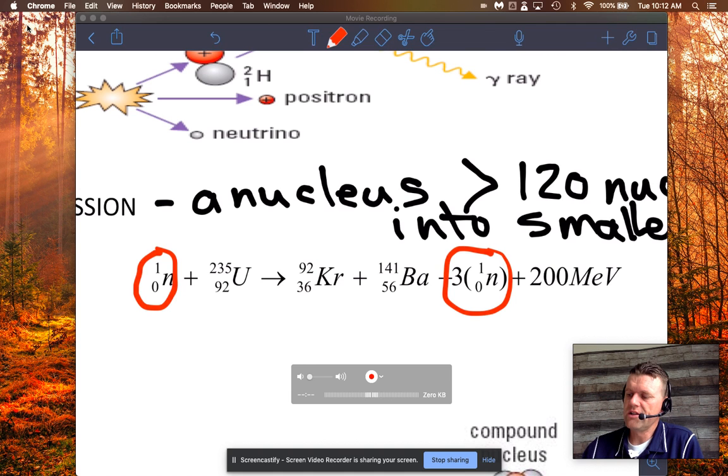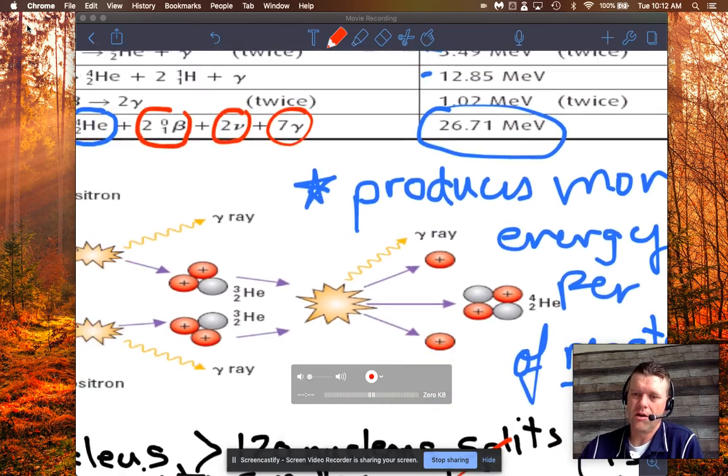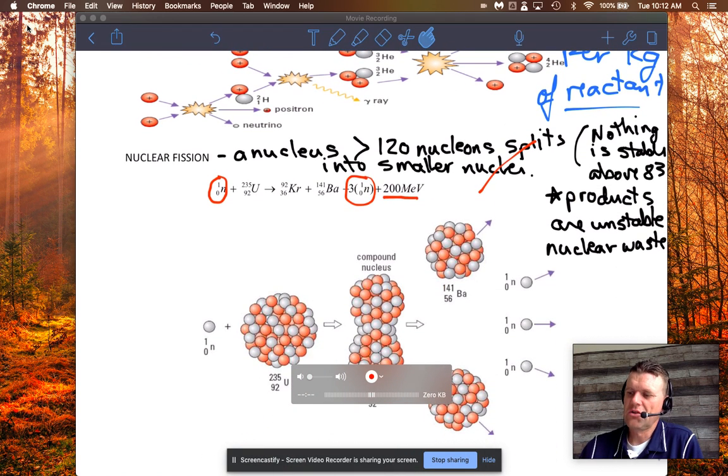So the point is, it releases a ton of energy. In this case, 200 MeV, which is way more if you compare that to this 26.71. So this releases a lot more energy, but it requires really large atoms to do it. So this is the finer understanding of the difference between fission and fusion. And I'll note it over here. Fusion, or sorry, let's say fission.